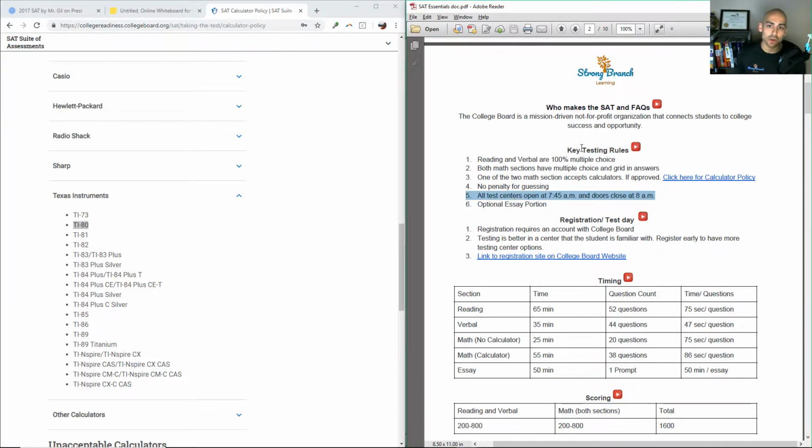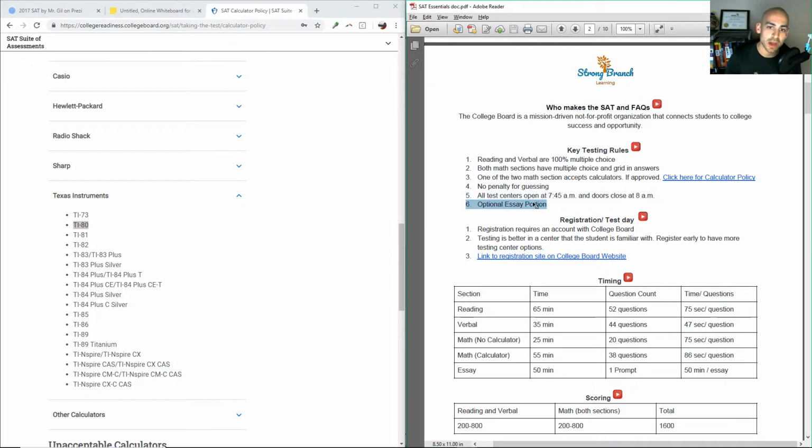All testing centers open at 7:45 a.m. That doesn't mean you should get there at 7:45. That means they start getting students into the building at 7:45. So you should be there even earlier, at 7:30. That way you have time to park, you don't have to sweat traffic, and you make sure you have all your documents and things like that on you, which we'll go over in the next video.